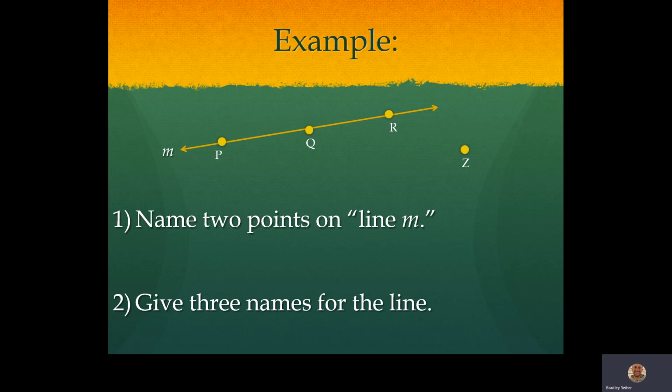If one point is bigger than the other, that's just by accident. It's just marking a location. Points don't have a size. So the 4 points that we see on this slide would be point P, point Q, point R, and point Z. And we would name those with one capital letter.